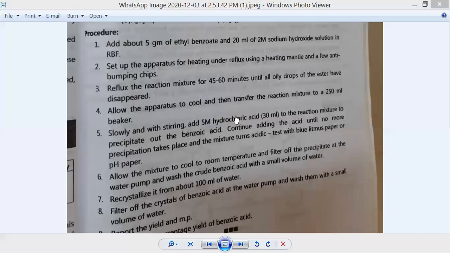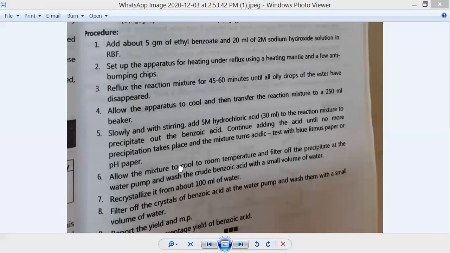Continue adding hydrochloric acid until no more precipitation takes place. जोपर्यंत precipitate पूर्ण होत नाही तोपर्यंत आपण we are going to add the hydrochloric acid and the mixture turns acidic, test with blue litmus paper or pH test. So जोपर्यंत त्या reaction mixture composition acidic होत नाही तोपर्यंत आपण hydrochloric acid ची addition करतच राहील.